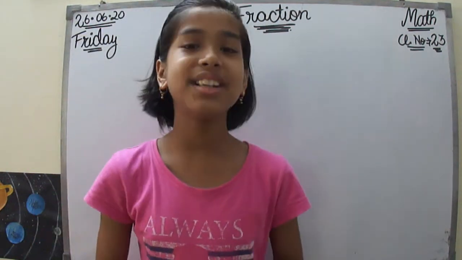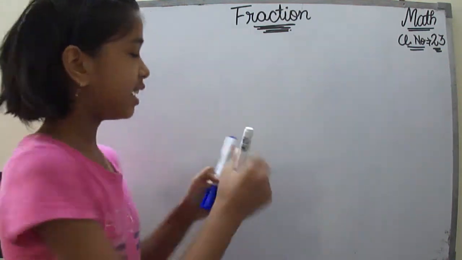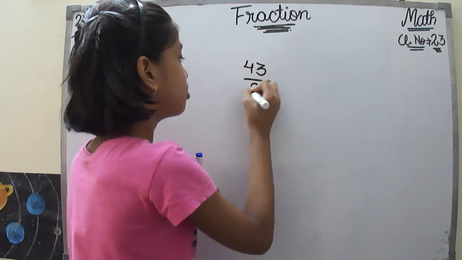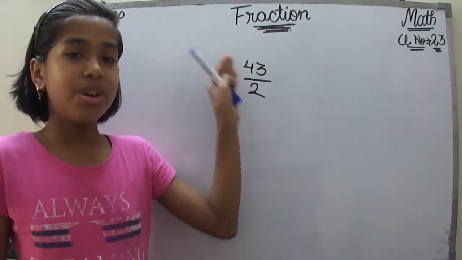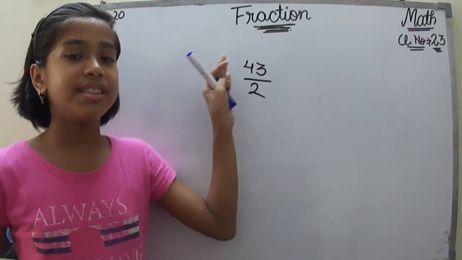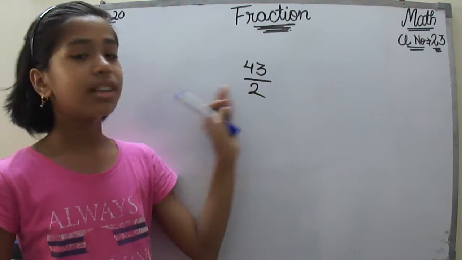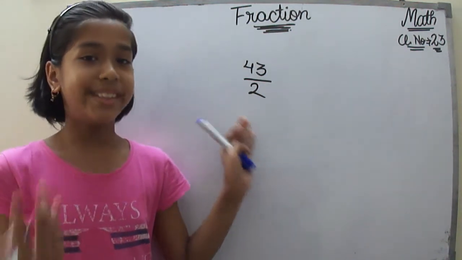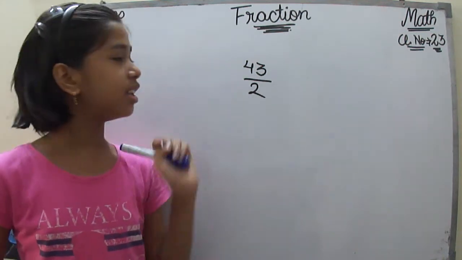I think you know that very well. Basically, if I again have 43 upon 2, the upper number, 43, is known as the numerator, and the number at the bottom is known as the denominator. Numerator and denominator.